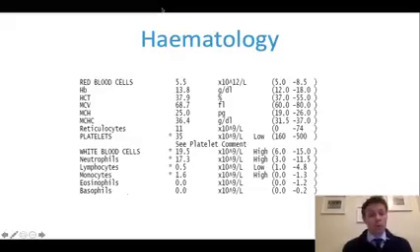Doesn't mean that we've got a perfectly normal hematology profile. In fact, there is quite a significant thrombocytopenia, and that was confirmed at smear, though, as I've said, there was no petechial ecchymosis seen.